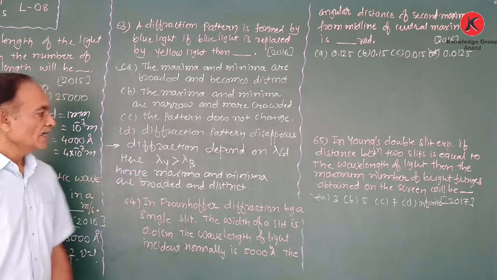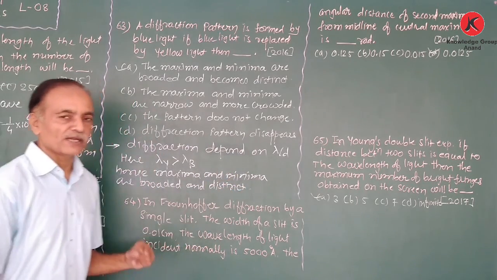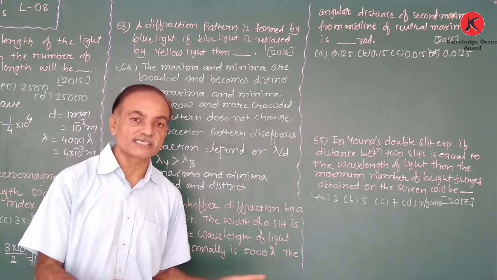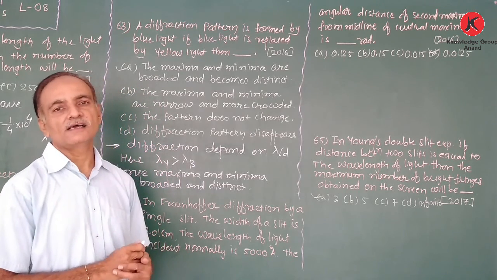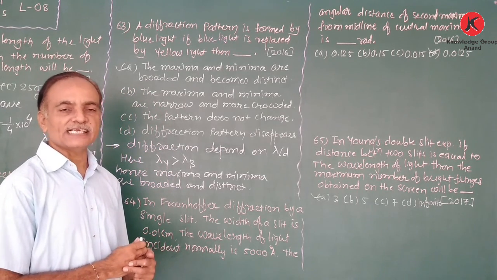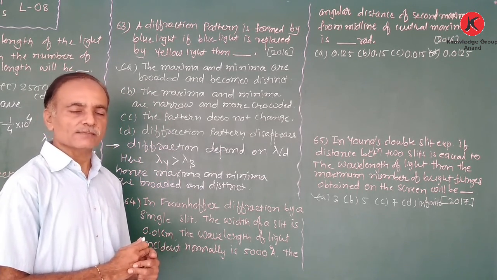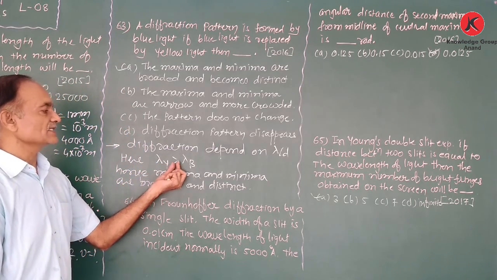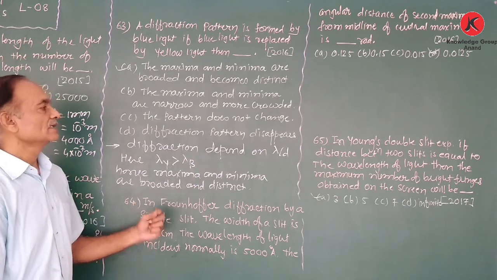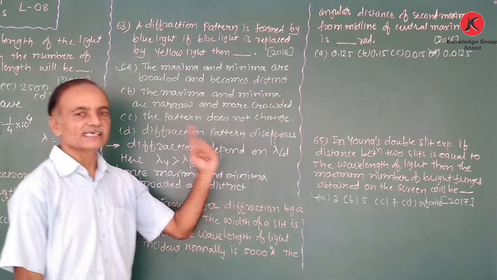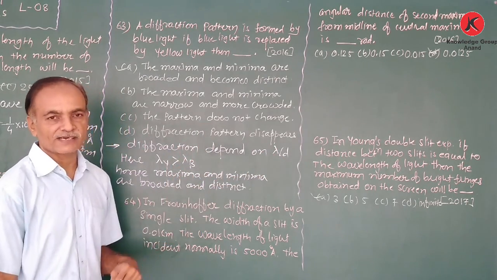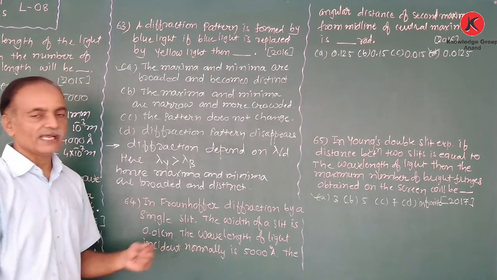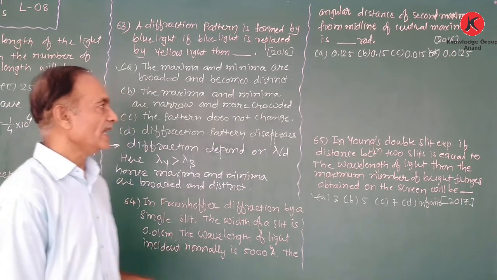Again, diffraction depends on the lambda upon d ratio. Here d does not change, that means the width of the slit we do not change. Only we change the incident light. Initially the blue light, now we replace the blue light by the yellow light. The wavelength of yellow light is greater than the wavelength of blue light. Therefore, lambda increases, and the diffraction pattern is more spread. That means the maxima and minima are broadened and distinct.